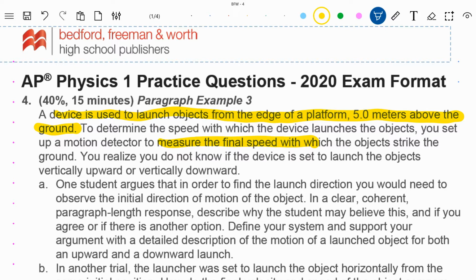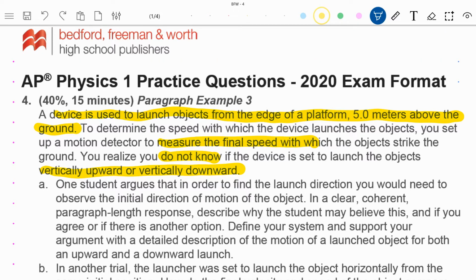Now you realize that you do not know, in fact, let's just stress that you do not know if the device is set to launch the objects vertically upwards or vertically downwards. So I'm imagining that this is at least initially out of our sight. Somebody else has launched the projectile. All that we're doing is observing the impact at the ground.